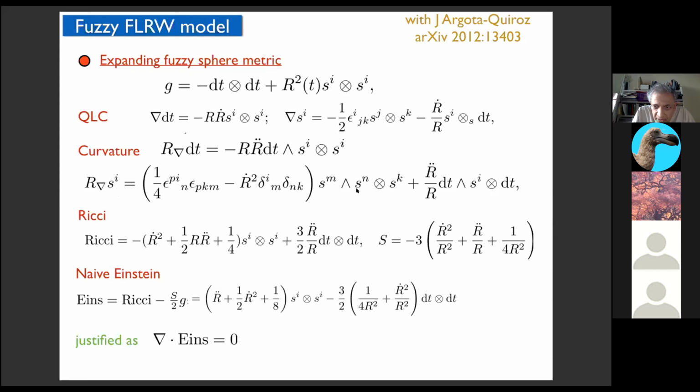I write it in this form, and notice there are various components. Now the Ricci tensor, using the antisymmetric lift for the SIs, the anti-commute and the DTs, I get this, and then this is the Ricci scalar. Now, if you write down the naive Einstein tensor, now I say naive because we don't know in general.